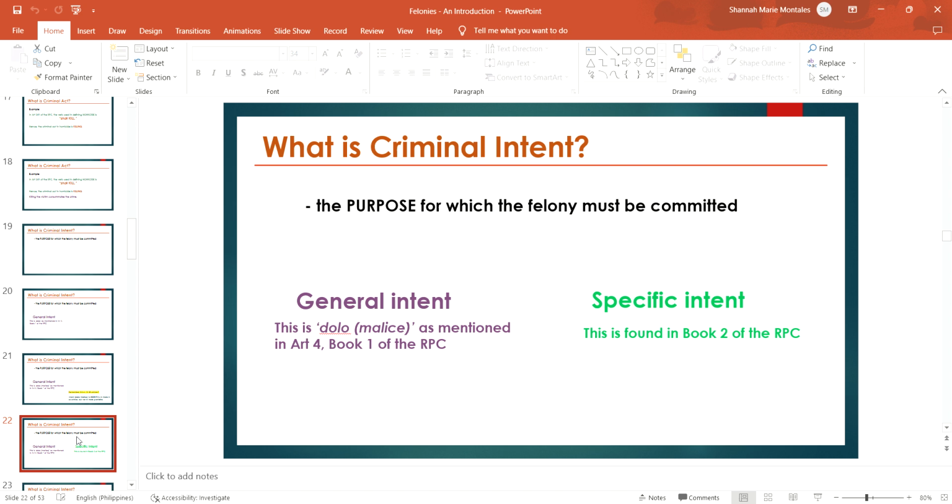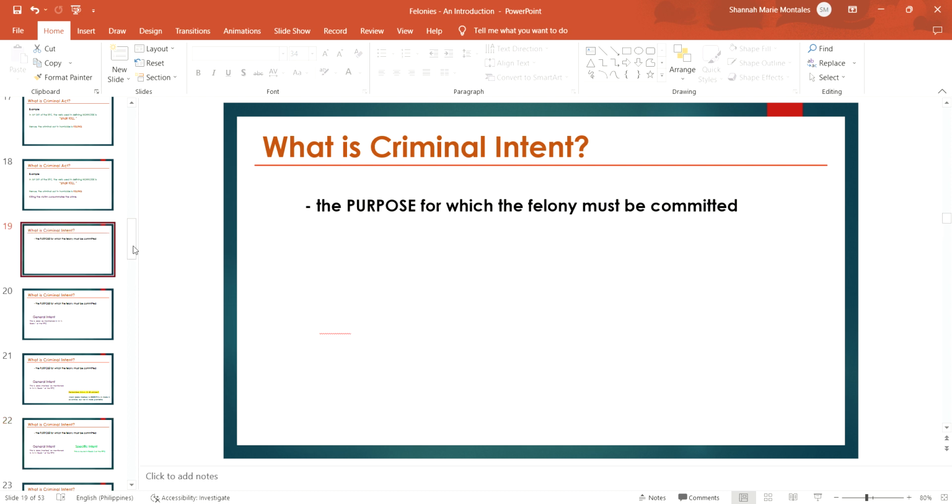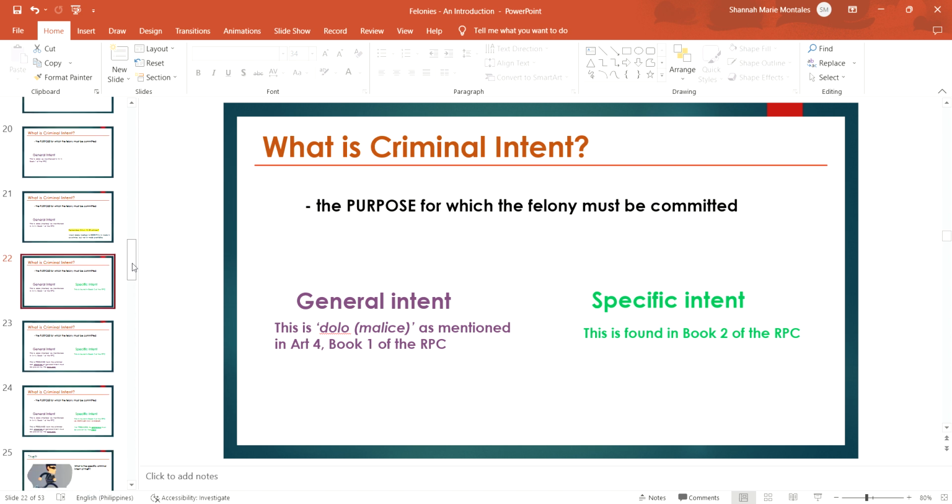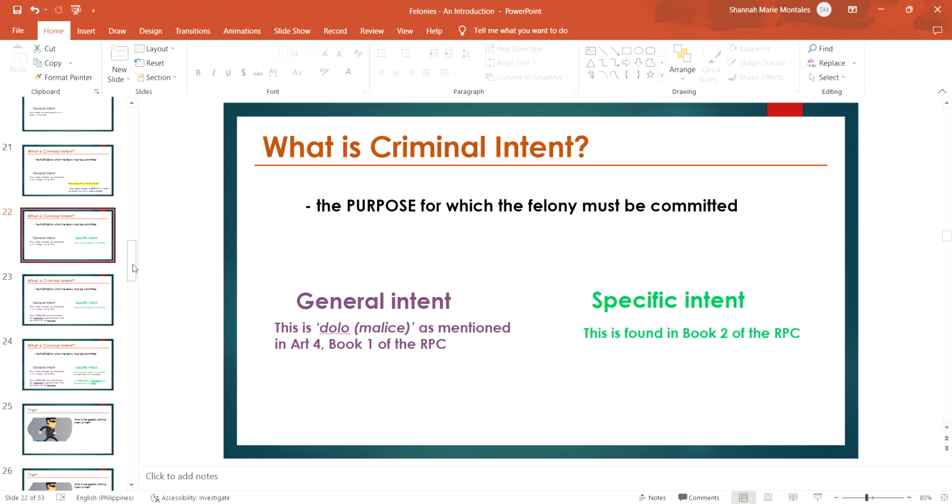Now, what is specific intent? This is found in Book 2 of the Revised Penal Code. In short, ito yung mga crimes natin under the Revised Penal Code. And we said that criminal law defines crimes, okay? Each of their nature. Nilalagay sa Book 2 kung paano nakocommit ang isang crime.